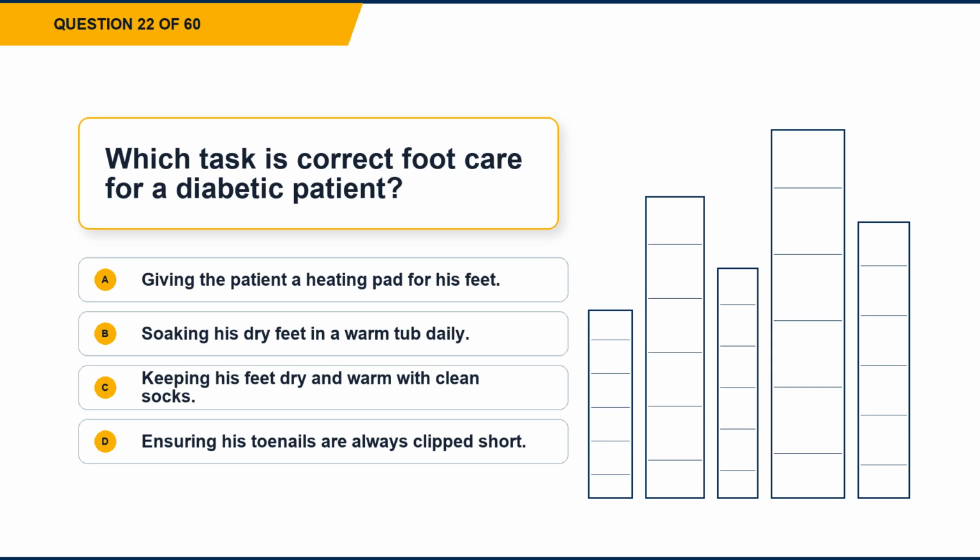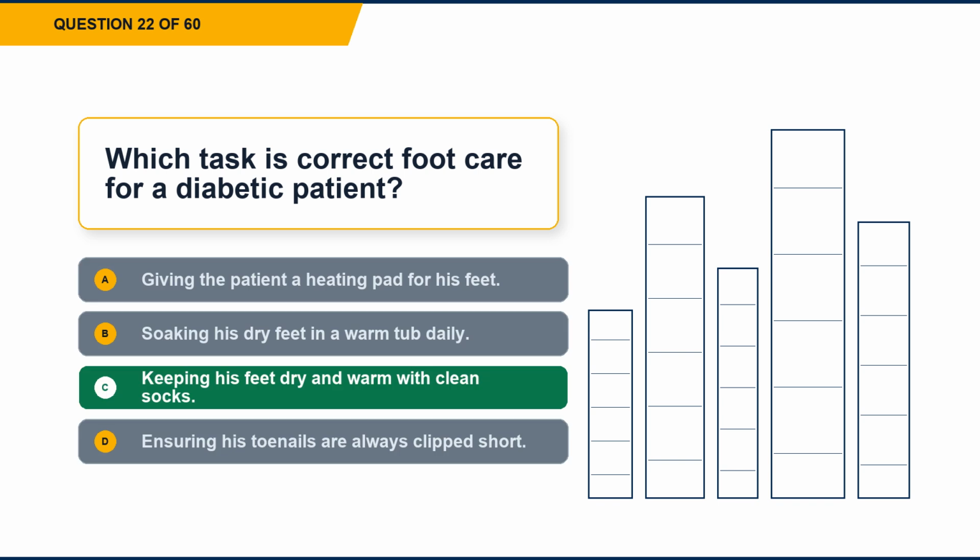Question 22. Which task is correct foot care for a diabetic patient? Option A, giving the patient a heating pad for his feet. Option B, soaking his dry feet in a warm tub daily. Option C, keeping his feet dry and warm with clean socks. Option D, ensuring his toenails are always clipped short.